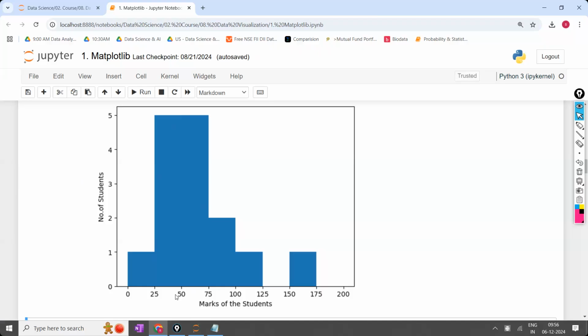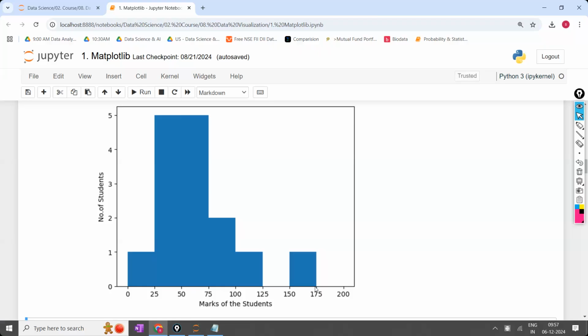Is the point clear? First you have made the plot. From the plot you have made the analysis. More number of students falls between 25 to 75. Only one student is there with more than 150 marks. Maybe it might be an outlier also, a spelling mistake or data entry mistake, might be wrong data. That means we have to do the data cleaning now, sir.